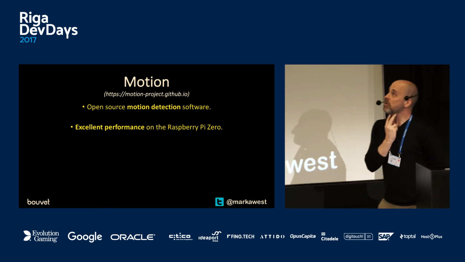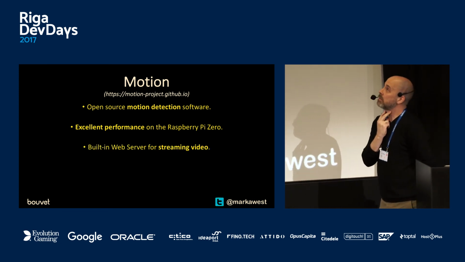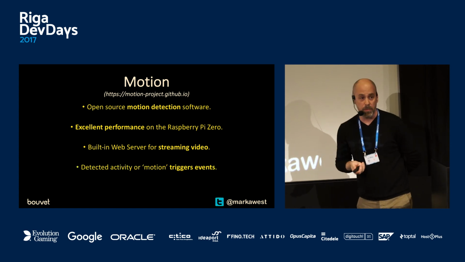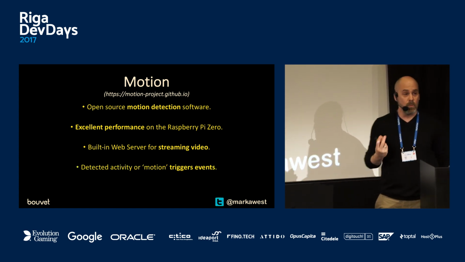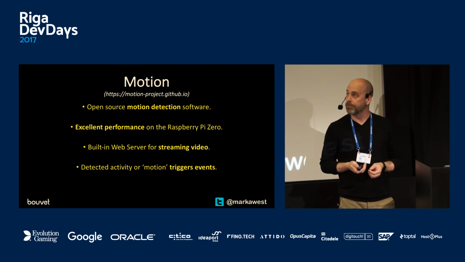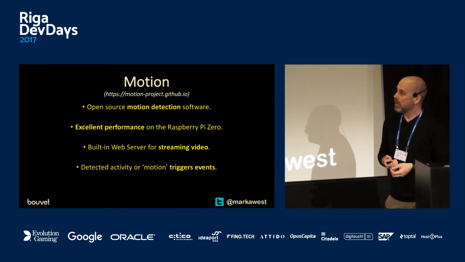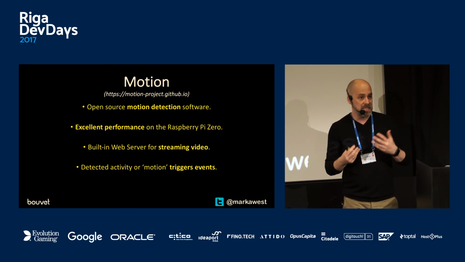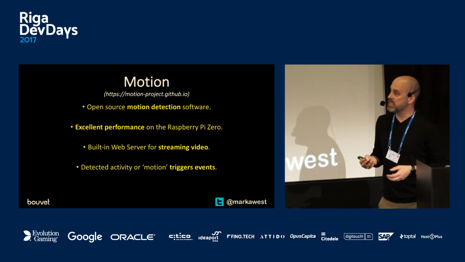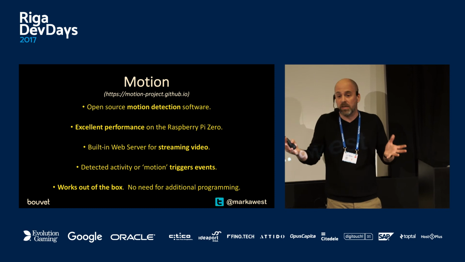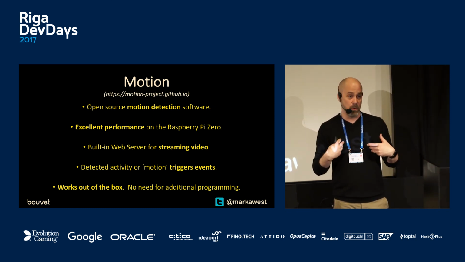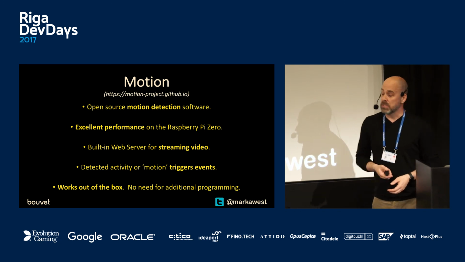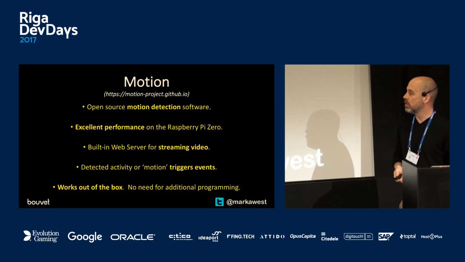Cool. So Motion is like open source motion detection software. And it's great. It has good performance on the Pi. And it has a built-in web server, so it gives us a streaming video. Not only that, it actually monitors the video stream for activity. And when it detects activity, that triggers an event. And the event then can be wired up to a bash script, which sends me an email with a snapshot from the web camera. And it works out of the box. So you don't need to do any additional programming.